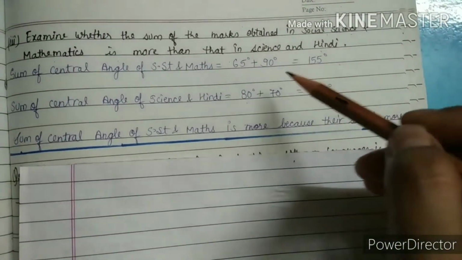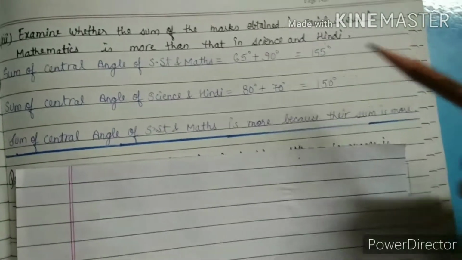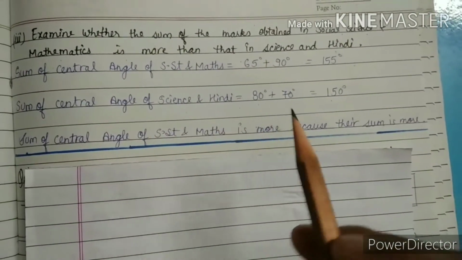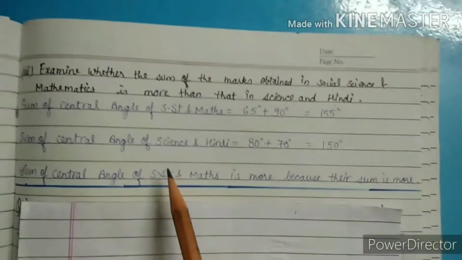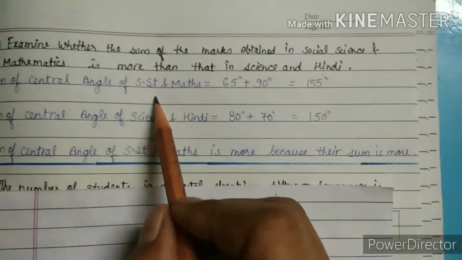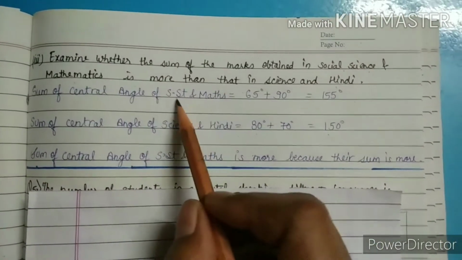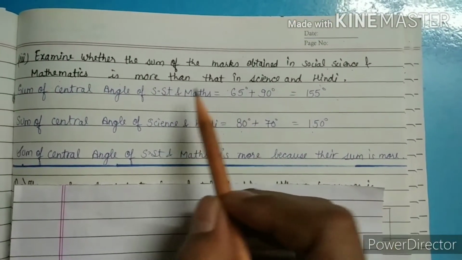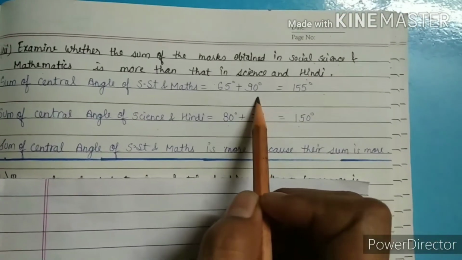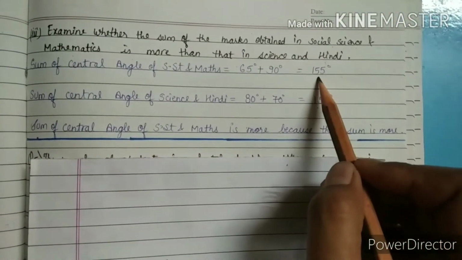One more thing they gave in the book: just study the central angles. It means we are not taking the value of every subject, we are going with the central angle. So the sum of central angles of SST and maths. SST central angle is 65 degrees, maths central angle is 90 degrees. So 65 and 90 will give us the sum of 155.